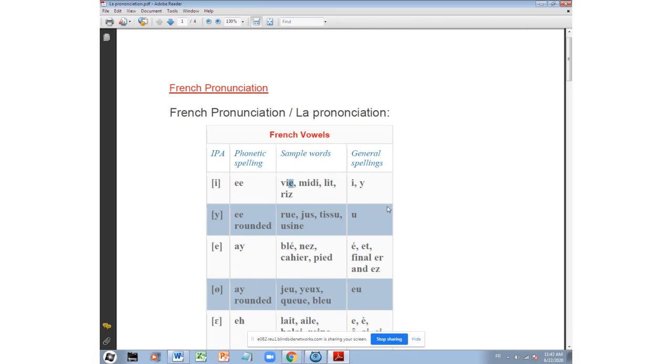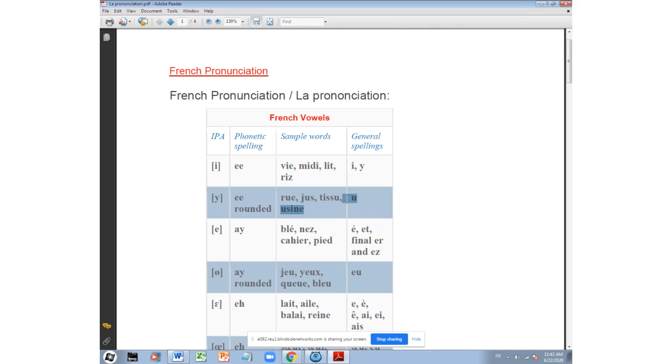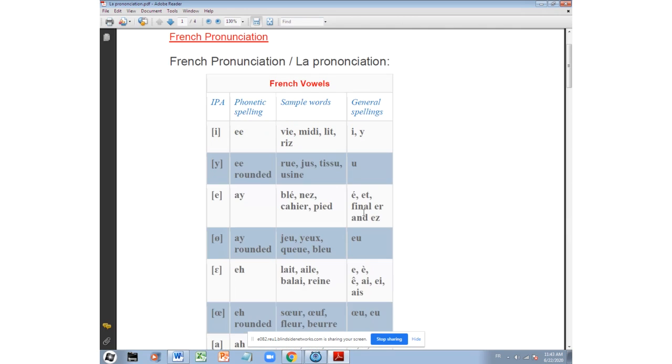Next, we have the letter U here. So these words are read as rue, jus, tissu, usine. Next, we have the finals, E accent aigu, été, la finale de ER, and EZ. So any word ending the same, remember now letter A is not silent in that case.